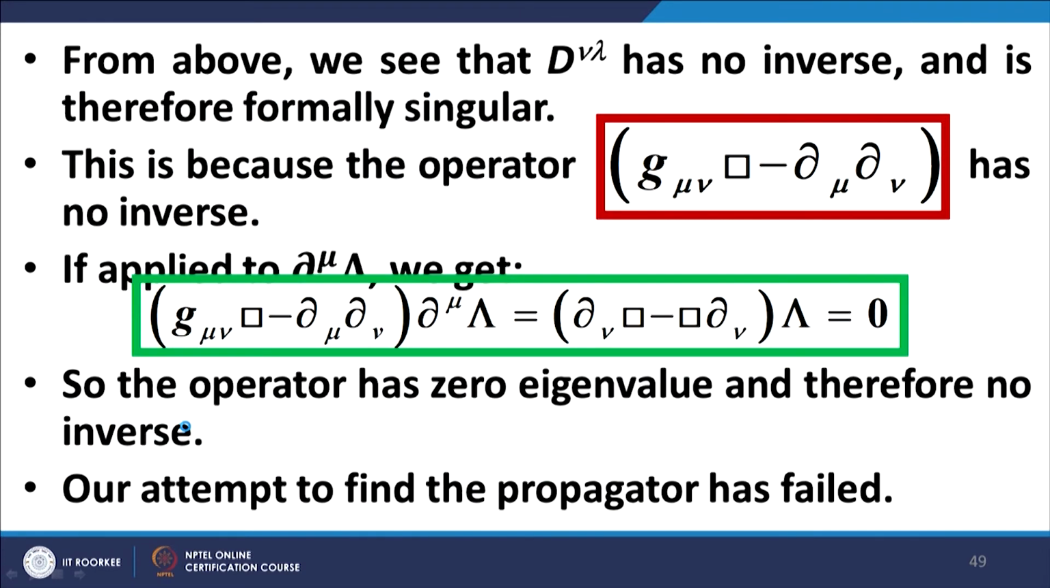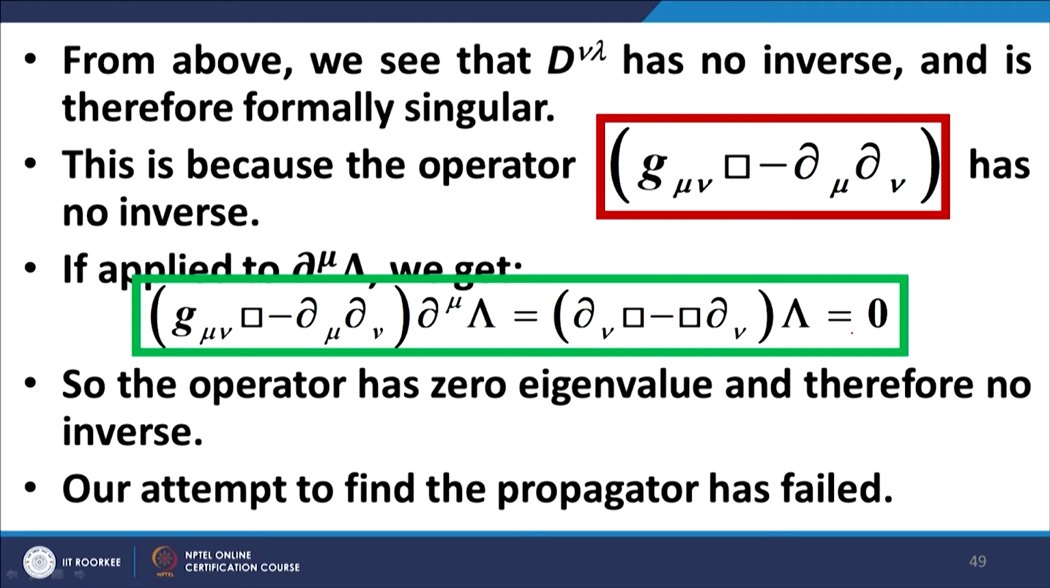And why does this happen? Because this operator that is given in the red box here has no inverse. Because this operator has no inverse, we have to adopt a certain detour to arrive at the expression for the propagator. We multiply by del mu eta. On multiplying by del mu eta we get 0, which in fact shows further that the operator has 0 eigenvalue and therefore has no inverse.